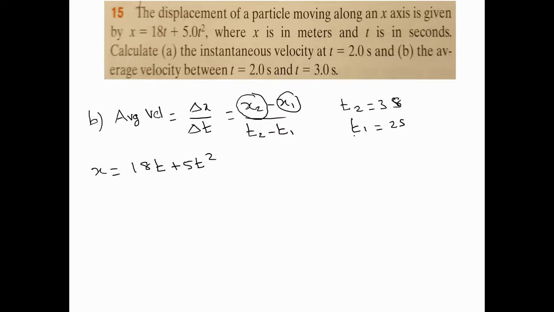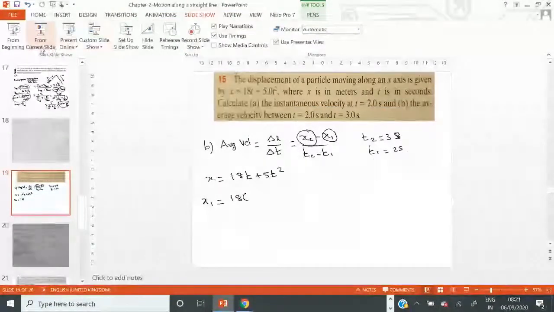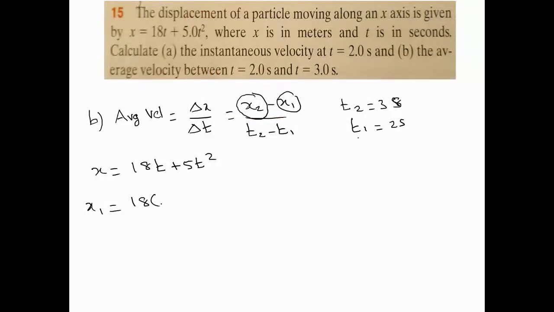Yes. So if you substitute t1 for this part, what will you get? My x1 is equal to 18 multiplied by, what is the value of t1? 2. Okay, so t value is 2. Plus 5, what is the value of t1? 2 square. Am I right? So 18 multiplied by 2, plus 5 multiplied by 2 square. Okay. What's the total? Correct. 56 meters. Yes, because they clearly mentioned x should be in meters.